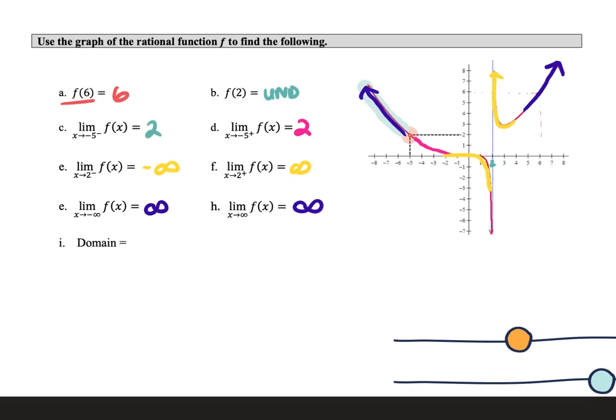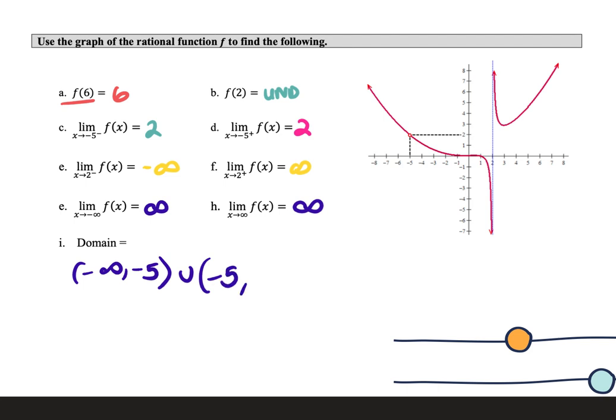So the domain starts and stops with every hole or vertical asymptote. My arrow starts on the left. There's an arrow, which means it starts at negative infinity. And where's the first time it stops? At the hole at negative 5. Then it picks up again from negative 5. And when's the next time it stops? Good, the vertical asymptote at 2. And then it picks back up at 2. And because this arrow is pointing up and right, it goes to positive infinity. So again, the domain would be impacted by every vertical asymptote or hole. Still good?